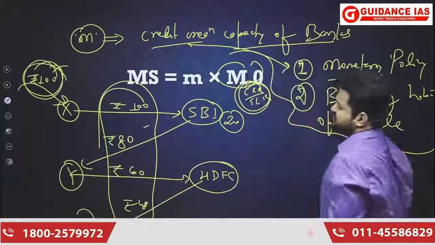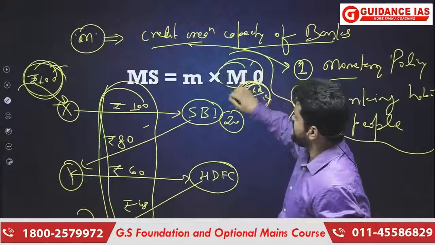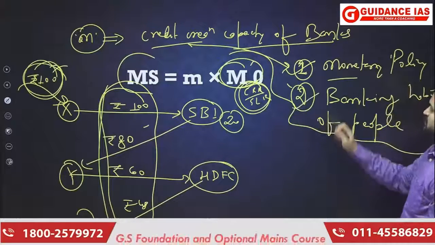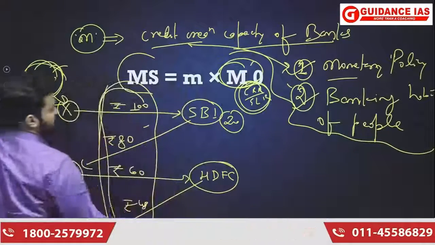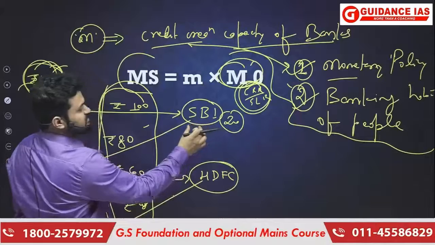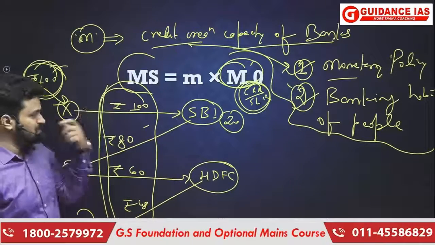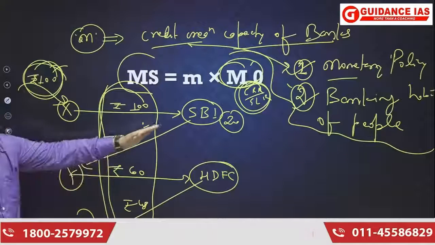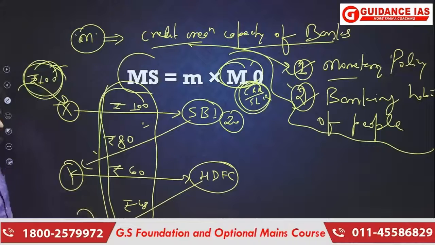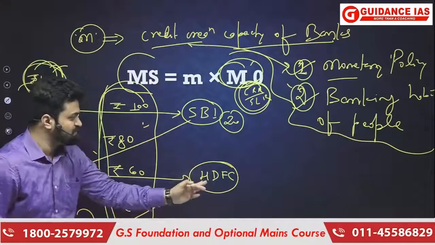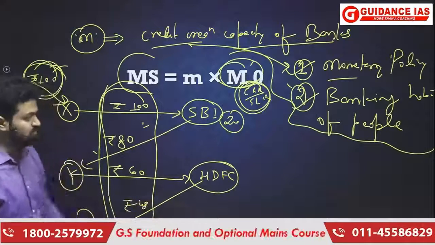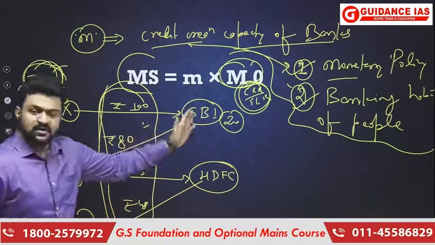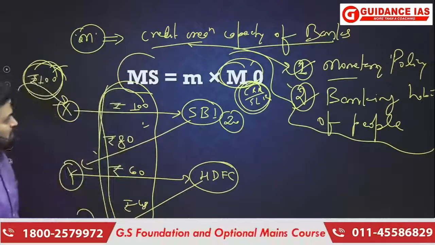Now, which factors are determining to what extent primary money would multiply to become money supply? These two factors, that is monetary policy and banking habits of the people. That means if monetary policy would have required SBI to keep aside only 10% of this total demand and time liabilities, then SBI would have given 90 rupees to Mr. Y, or would have created 90 rupees of credit to different individuals. Okay, similarly, SDFC would have also created more than 48 rupees of credit to the individuals. So in that case, if monetary policy would have been more facilitative to the credit creation, then more money supply would have been there in the economy.